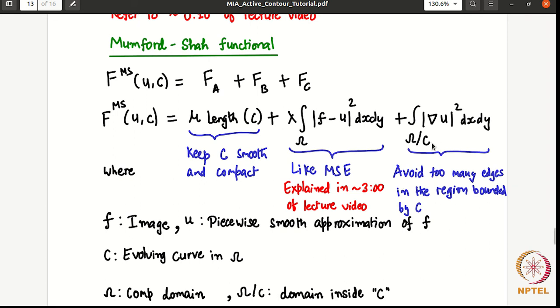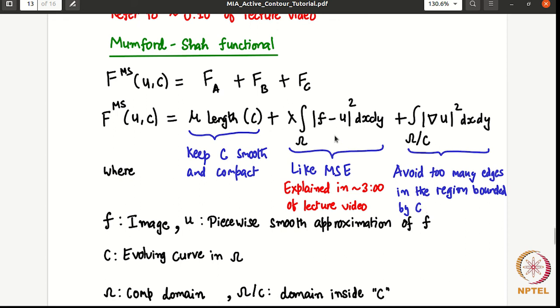The third term FC penalizes for edges within the segmented region. So for example, you have segmented some region with the help of a contour C. So within that region, if you have a lot of gradients, that means there are some edges. So it penalizes if you have too many edges in the region. So the objective is to avoid too many edges in the region bounded by the C.